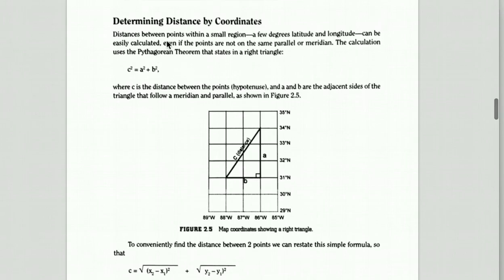Determining distance by coordinates. Distance between points within a small region, a few degrees latitude and longitude, can be easily calculated even if the points are not on the same parallel or meridian. The calculation uses the Pythagorean theorem, which states that in a right triangle, and you probably remember this from college algebra, c squared equals a squared plus b squared, where c is the distance between the points, the hypotenuse, and a and b are the adjacent sides of the triangle that follow a meridian and parallel, as shown in figure 5.2.